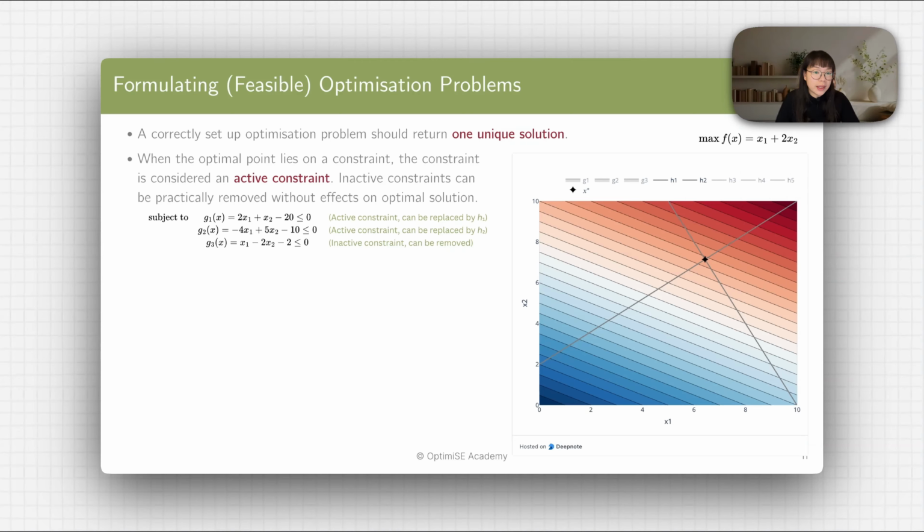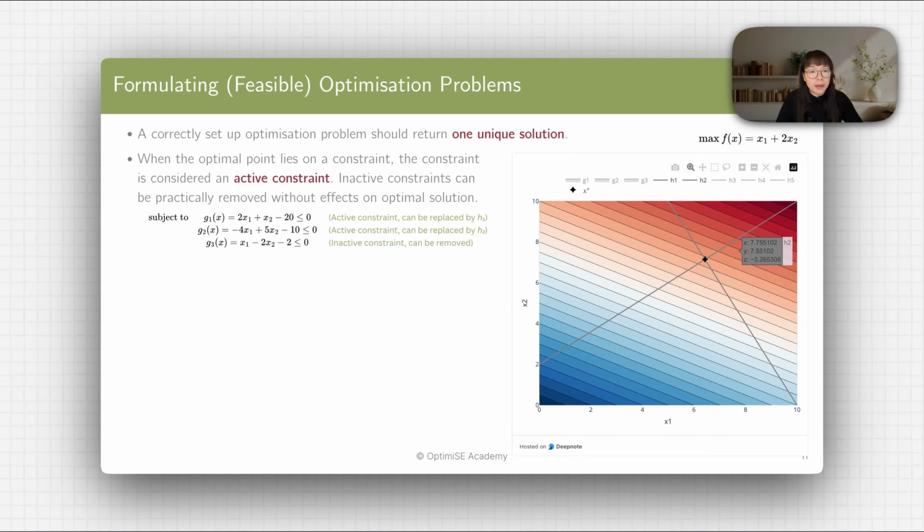So in here, we're saying that the constraints where the optimal point lies are called active constraints, and inactive constraints can be practically removed without any effects on the optimal solution. Now, once we've removed the inequality constraints and replaced them using equality constraints, we can see that there's actually no other feasible points other than this particular solution. This is because we are requiring that the solution has to be on this line as well as this line. So the only feasible point will be their intersection, right?